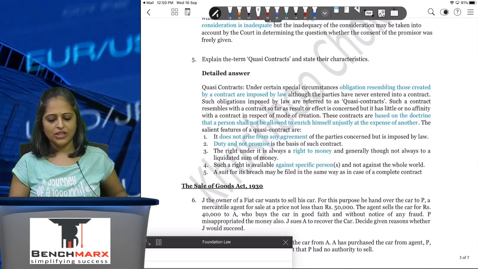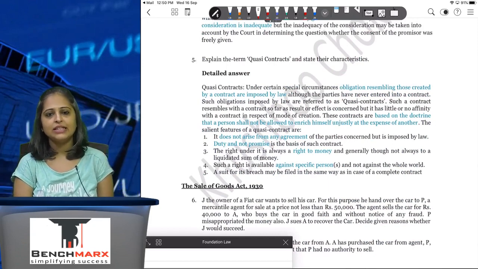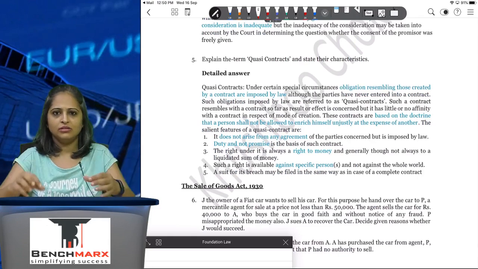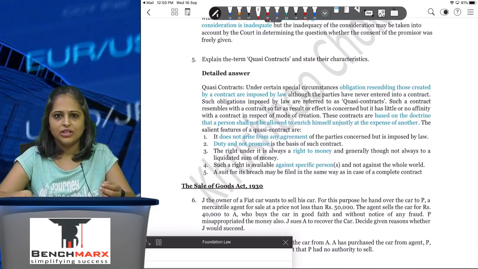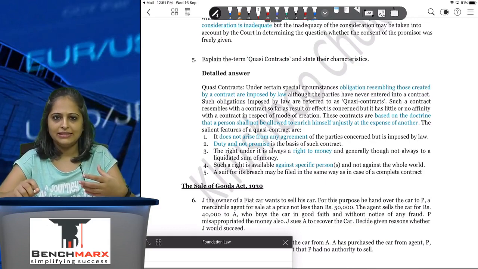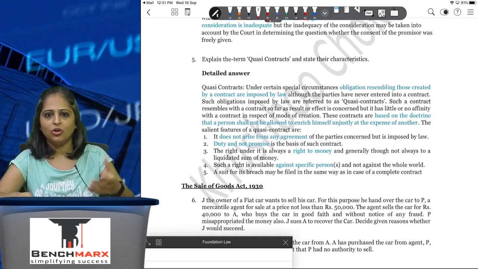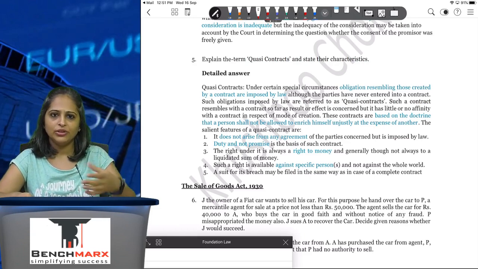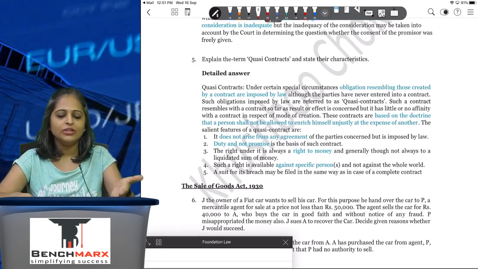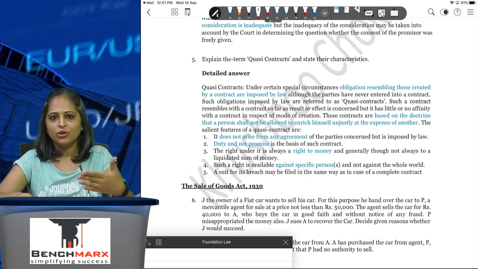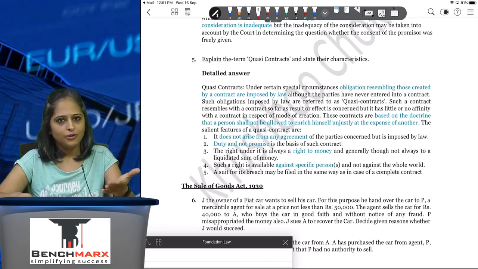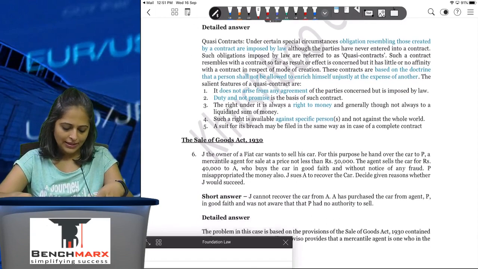Explain the term quasi-contract and state their characteristics. Again, one of the most famous, one of the most favorite questions asked by the institute. Quasi-contracts are basically, they don't have all the essential elements as laid down in the Contract Act, but they are contracts which have been entered into by law. There's an obligation to return money to the person even though there is no formal agreement or a formal contract between the two. Finder of lost goods is one of the examples for that.